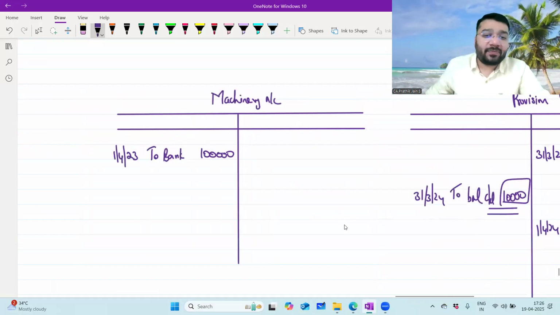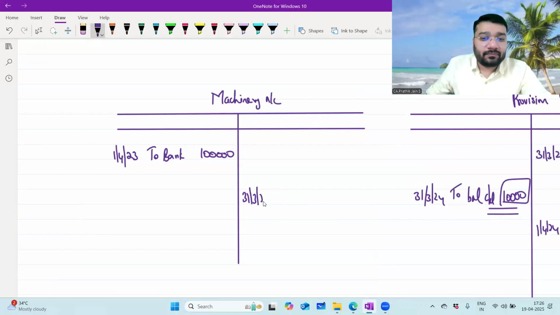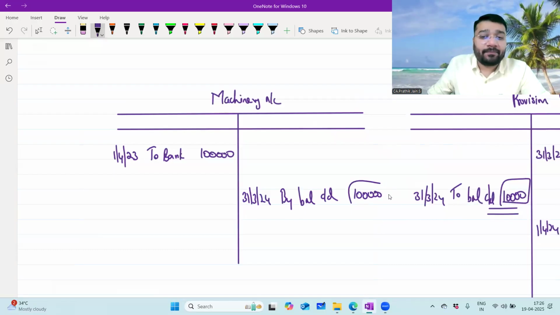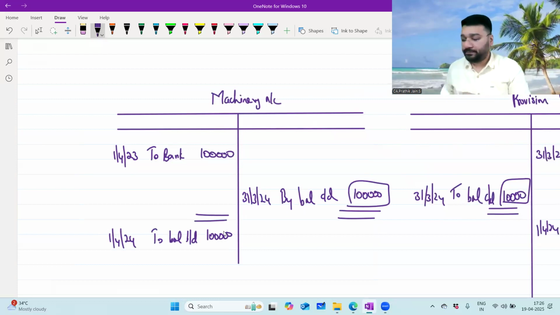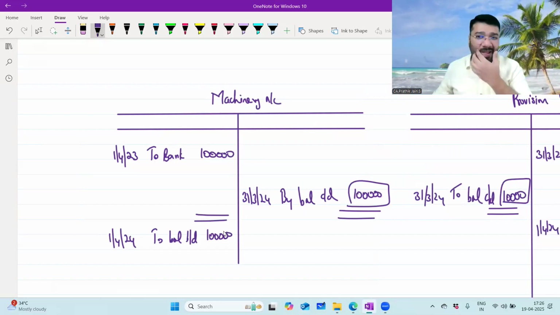For machinery, 31/3/24, by balance carried down 1 lakh rupees. And 1/4/24, to balance brought down 1 lakh rupees. Any problem? Online people, any problem?